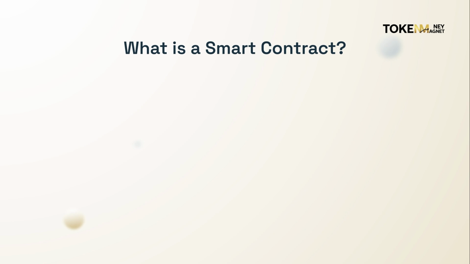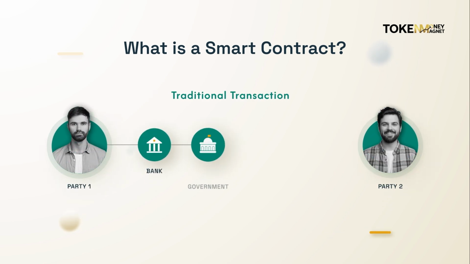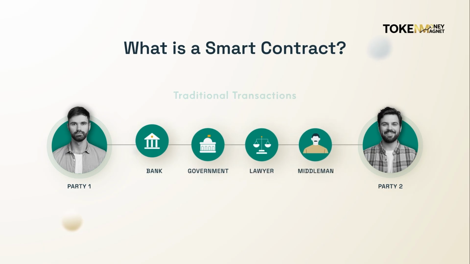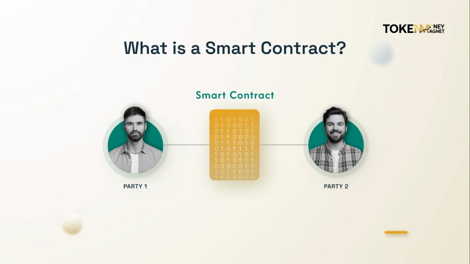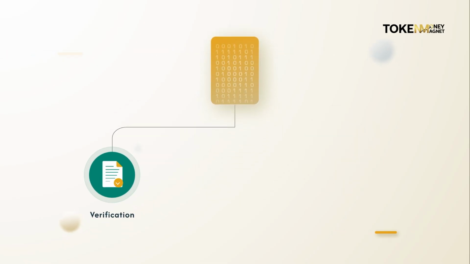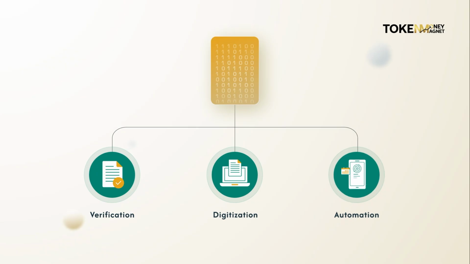What is a smart contract? Imagine you're building a trustless business agreement, say to send payment only if certain terms are met. A smart contract is simply code that enforces those rules. No need for a lawyer, server, or middleman. They're a game changer for tasks like verification, confirming whether a payment was made; digitization, converting legal documents into digital agreements; and automation, sending rent to property owners on the first of every month.